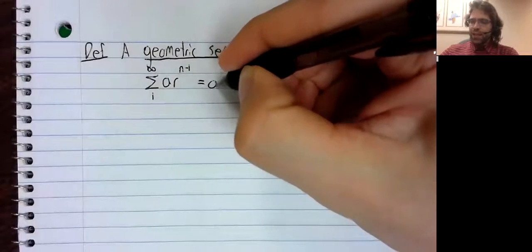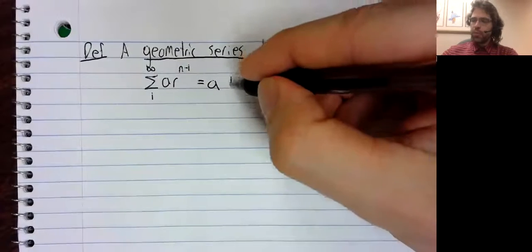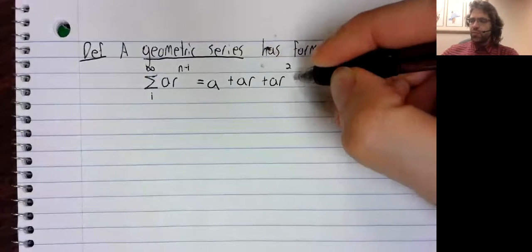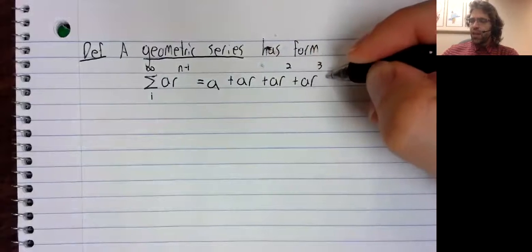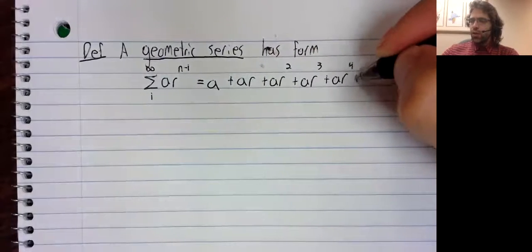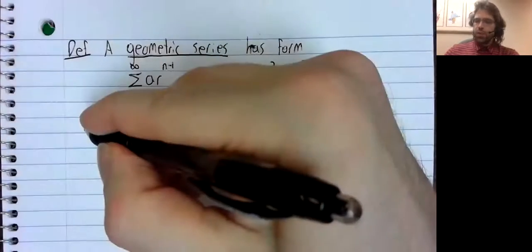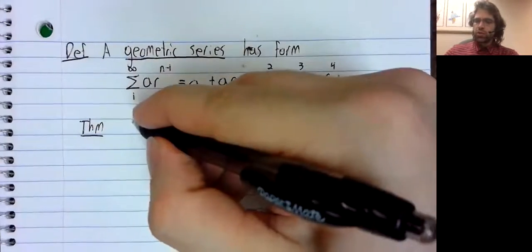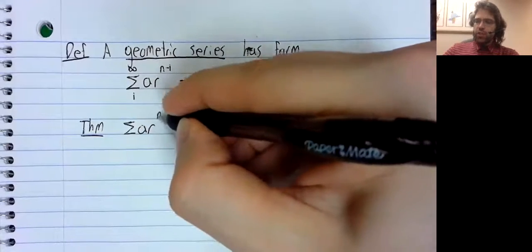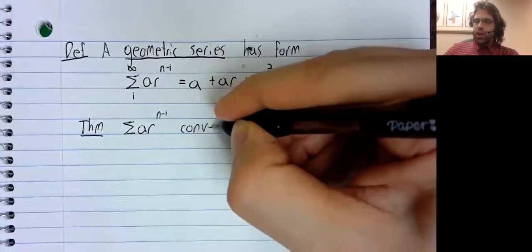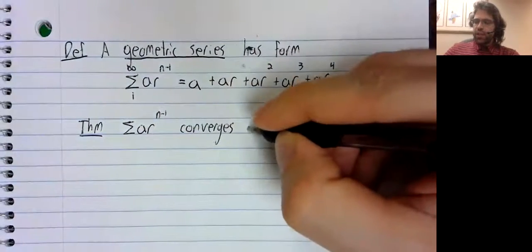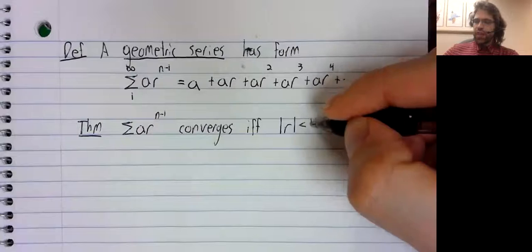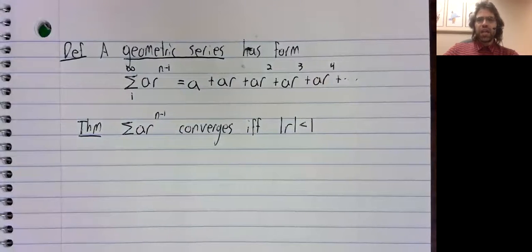R to the 0 goes away. So this A is your first term, but every term after that gets multiplied by a power of R. And let's go ahead and state the result. A geometric series converges if and only if the absolute value of R is less than 1.